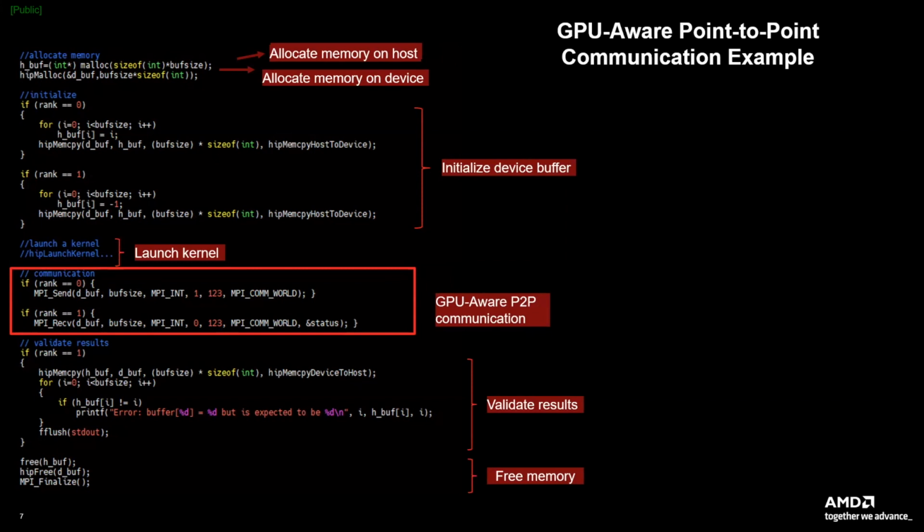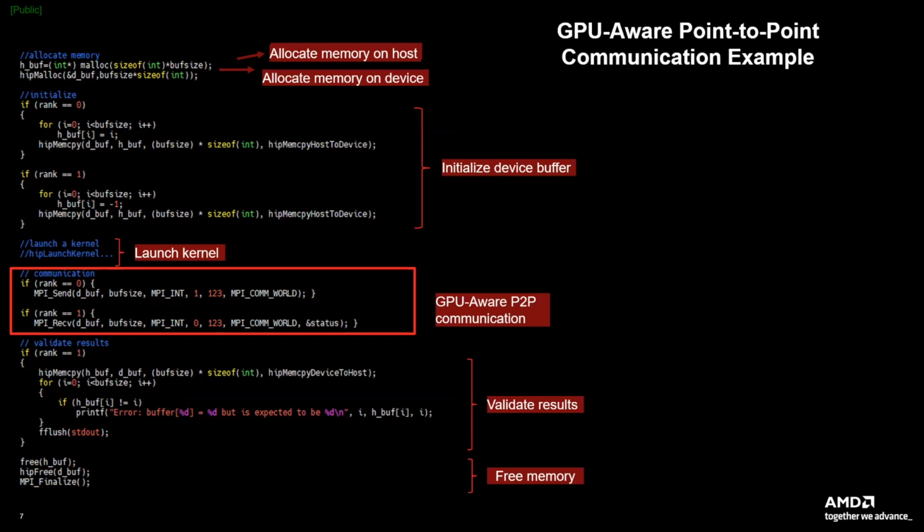And then in our code, we can have different kernels to change the buffers and so on. And then at some point, we want to do the communication. So on rank 0, which is the sender, we are calling MPI_Send. This is like calling a conventional MPI call, but instead of passing the host buffer here, we are passing the device buffer to MPI_Send.